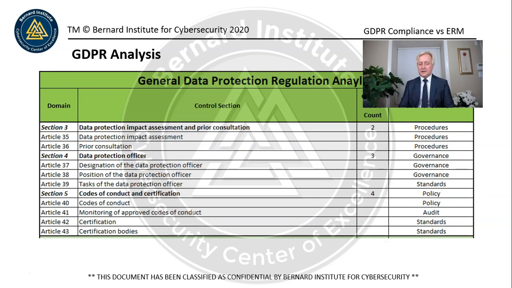Data protection impact assessment and prior consultation. So these are all about procedures, protection, impact assessment. So we call it a privacy impact assessment, but protection assessment is fine. Prior consultation, so procedures. Designation of data protection officer. So this is about the governance. Position of the data protection officer.